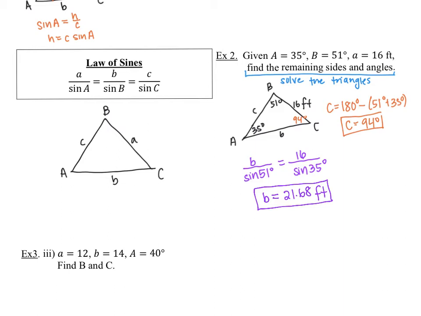Now for C, let's see, C over sine of 94 degrees because I discovered that angle. I want to pick another side I know. I could use my answer for B, but I'm just going to use my 16 feet again. That way if I made a mistake, it won't lead to another mistake. I would probably multiply sine 94 degrees to the opposite side, but how you solve it is up to you.